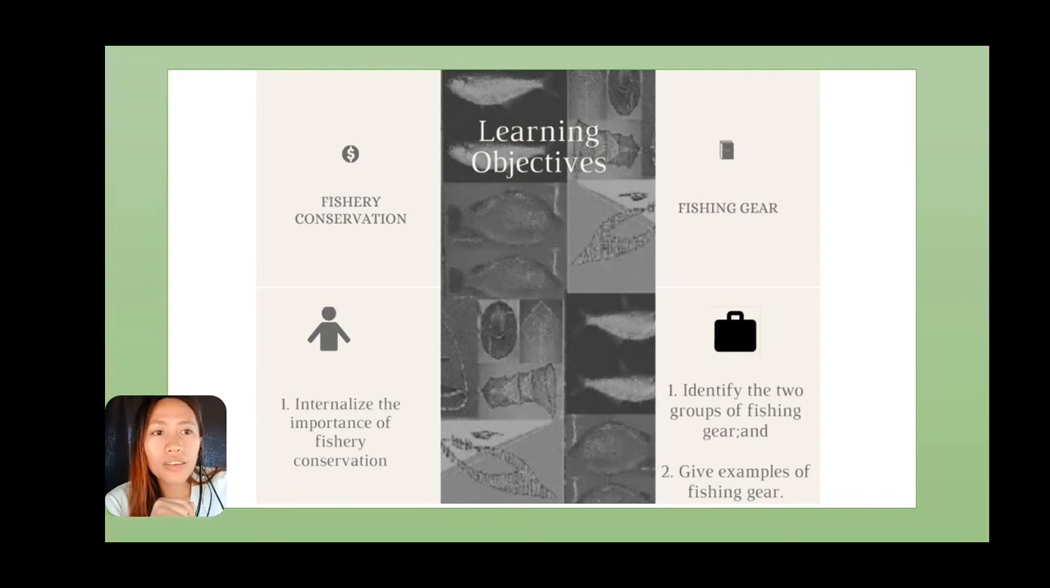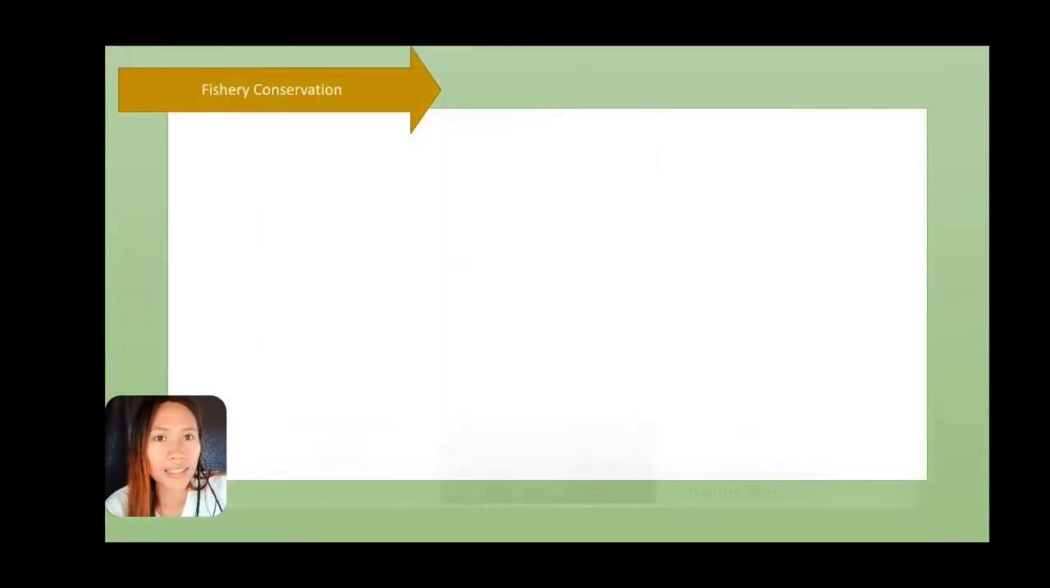And our second topic is the fishing gear, in which at the end of the topic we will be able to identify the two groups of fishing gear and give examples of fishing gear. Fishing gear is something we can use in catching fish. Later on there will be examples of fishing gear, but don't worry, I will provide an image beside each gear to show what it is. So first, we will be tackling the fishery conservation as our first topic.